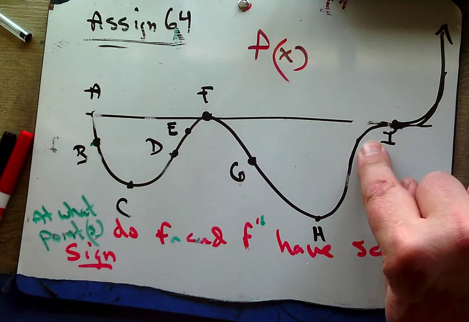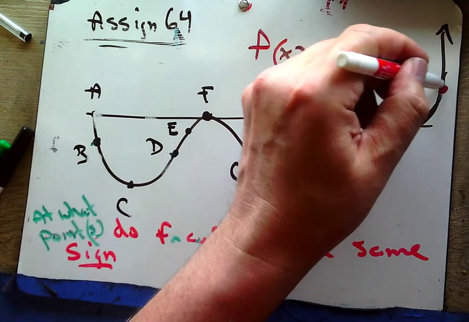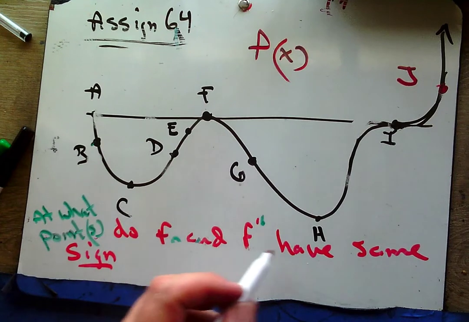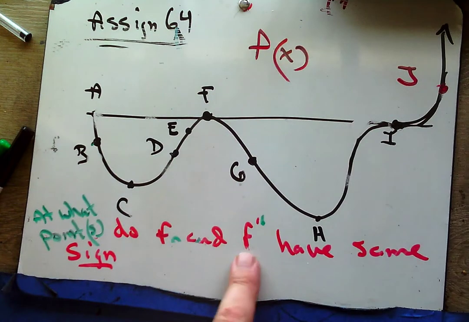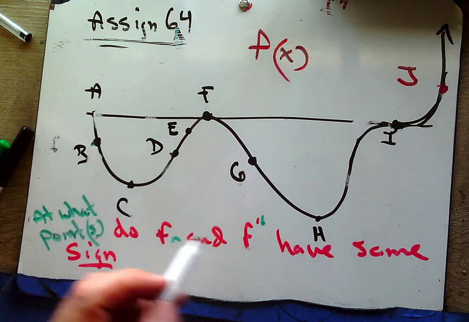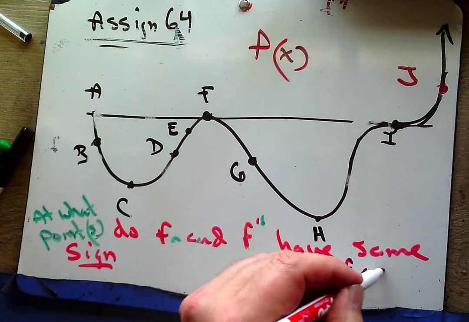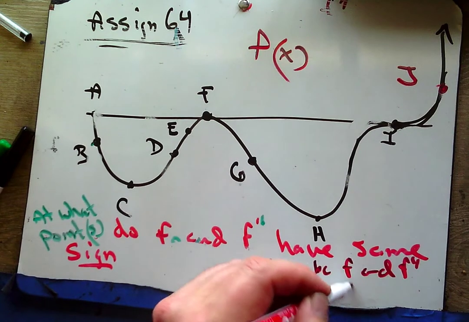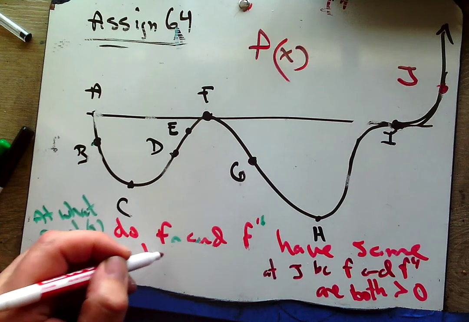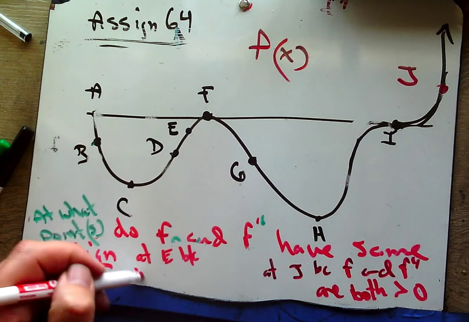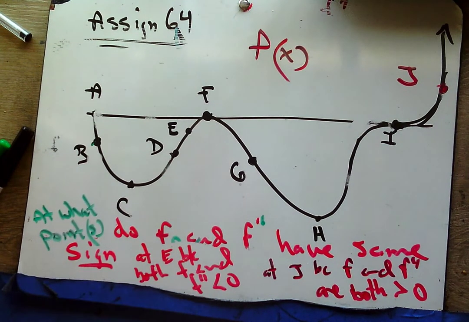If I put a point over here, we could say it again. Or if I put a point over here, like point J, I would say f and f double prime have the same sign because f is positive, and I see concave up, f double prime is positive. So at J, because f and f double prime are both greater than 0. And where else did we say? At E, because both f and f double prime are less than 0.